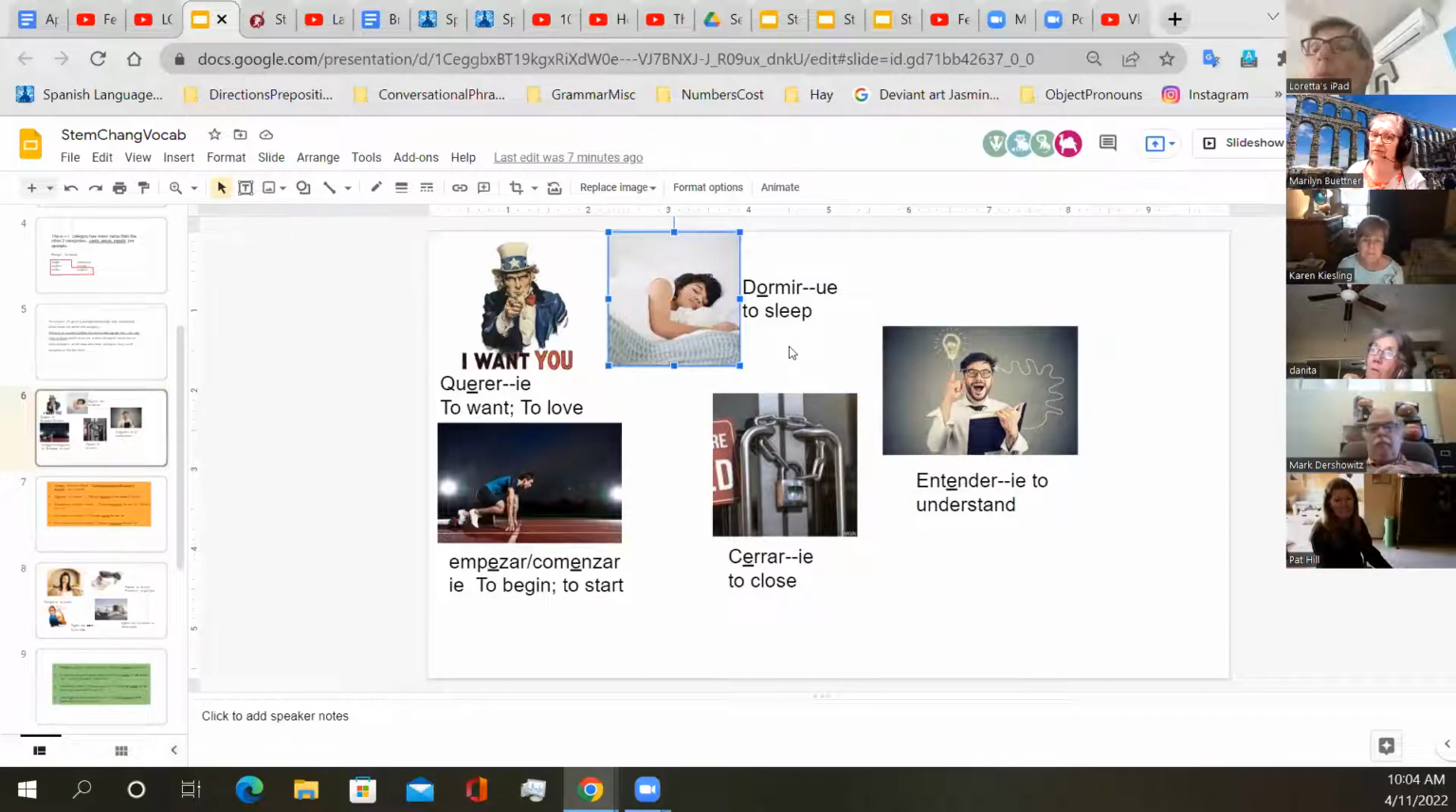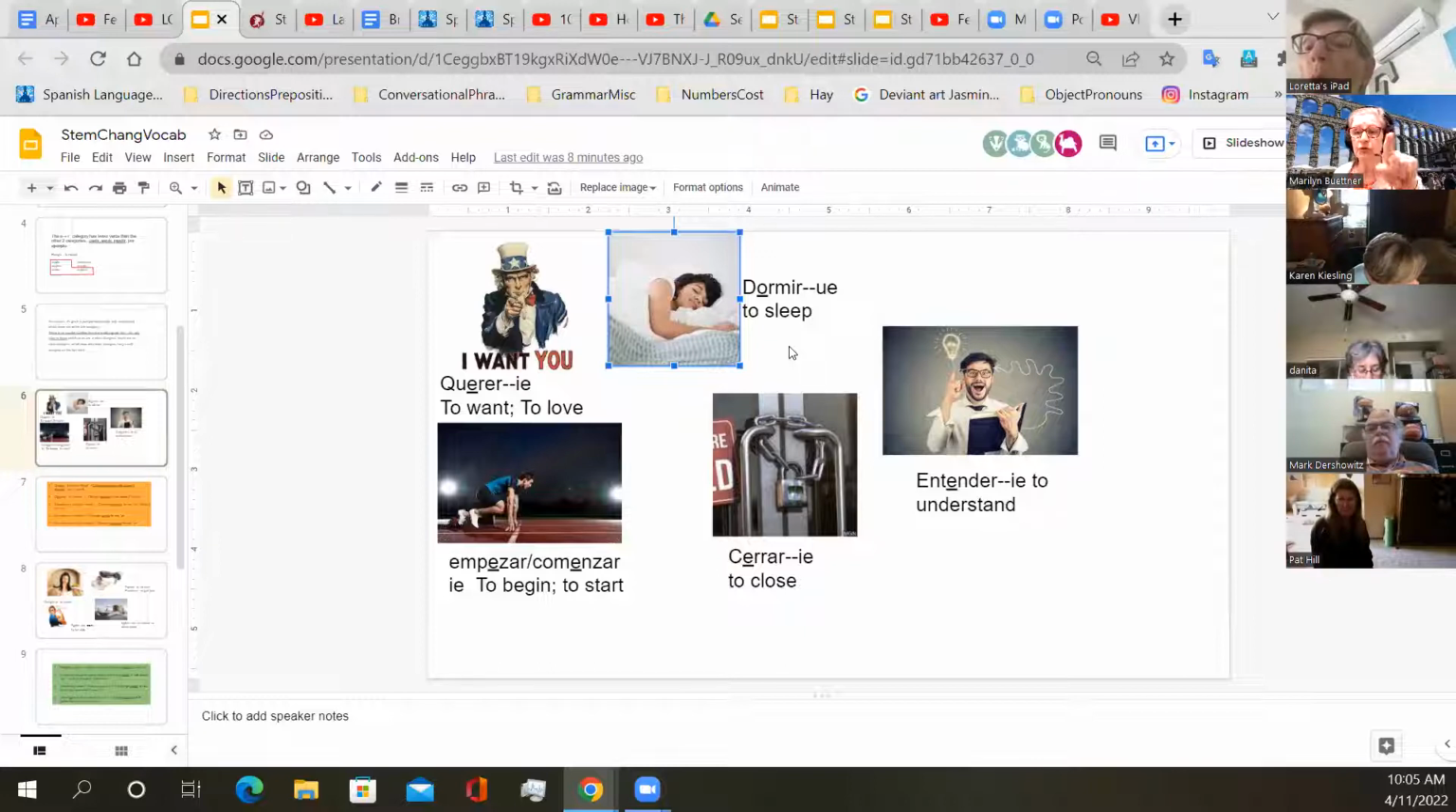And the last thing we're going to look at in this group is one UE. Now you can see there are going to be way more of these IE changes even than you have in the UE. But we're going to practice with this UE one from dormir. Dormir, to sleep. And so it becomes a UE. The yo form, duermo. I sleep or I am sleeping.